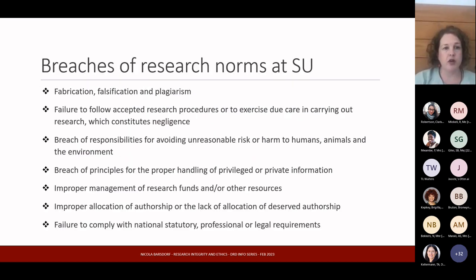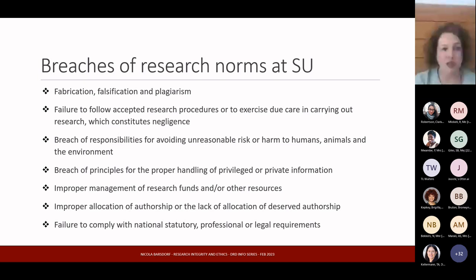So I think what I wanted to just do in this slide is outline what Stellenbosch University considers breaches of research norms at the institution. And in addition to the traditional fabrication, falsification, and plagiarism, Stellenbosch recognizes a number of what we outlined earlier as questionable research practices as breaches of research norms and standards.